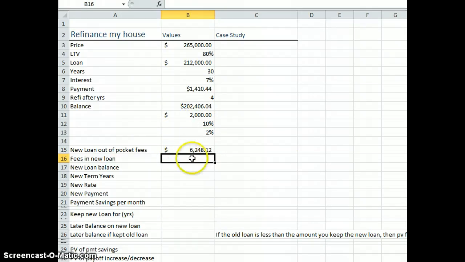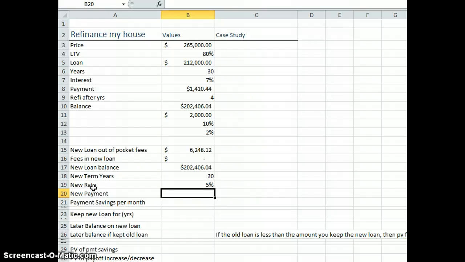And then fees in the loan, there is none because we're paying it out of pocket. So our new loan balance is just going to be the balance that we owe after the 3 years that we've been paying so far. And then our new term is going to be 30 years. Our new rate is going to be 5%.